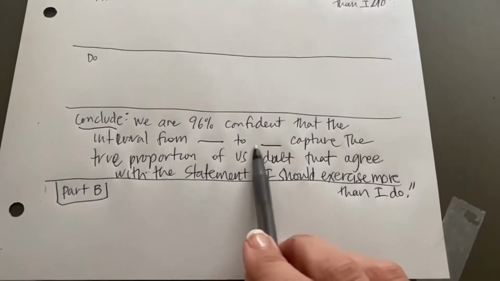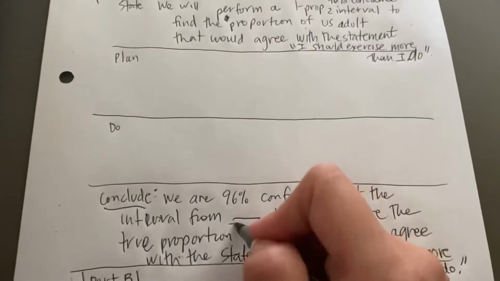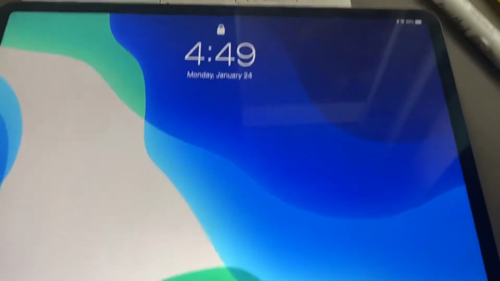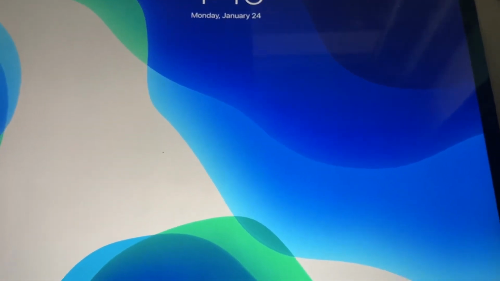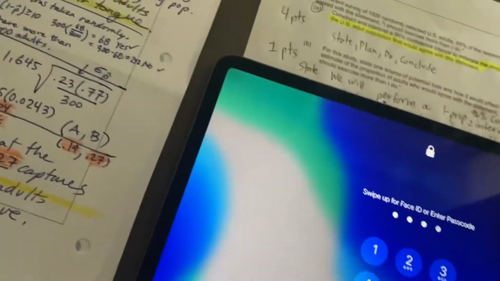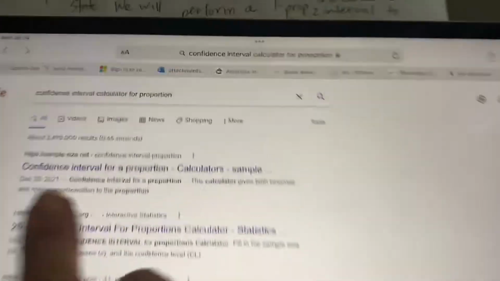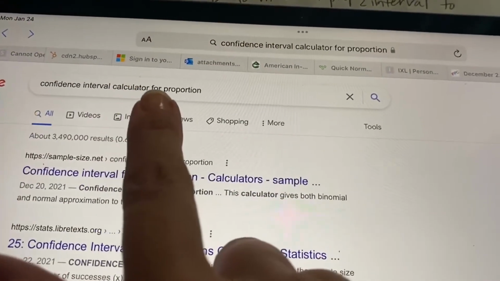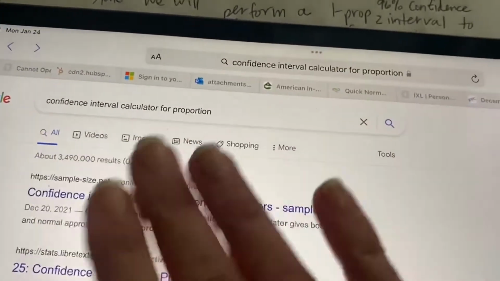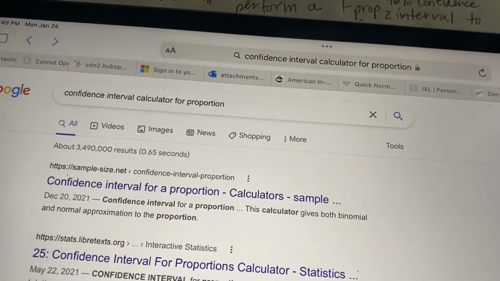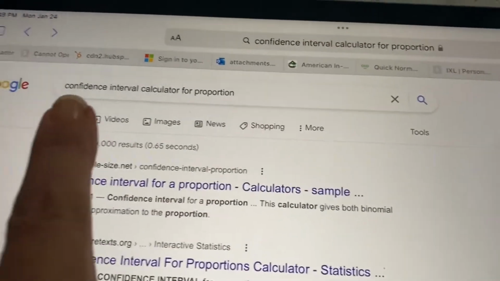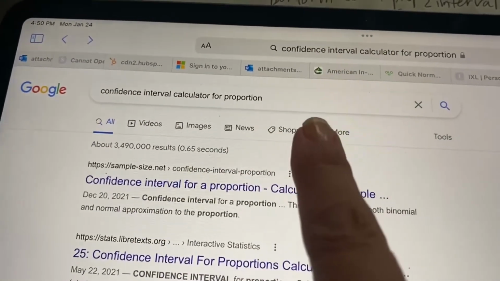Cool. So let's get a calculator to create these. Now we have to get our calculator to do it, but we also practice just using something at home. So here's my iPad. I'm actually not typing on my iPad today. And I Googled the term confidence interval calculator for proportion. If you don't add the words for proportion, then you might get a means question. So go ahead and Google confidence interval for proportion.